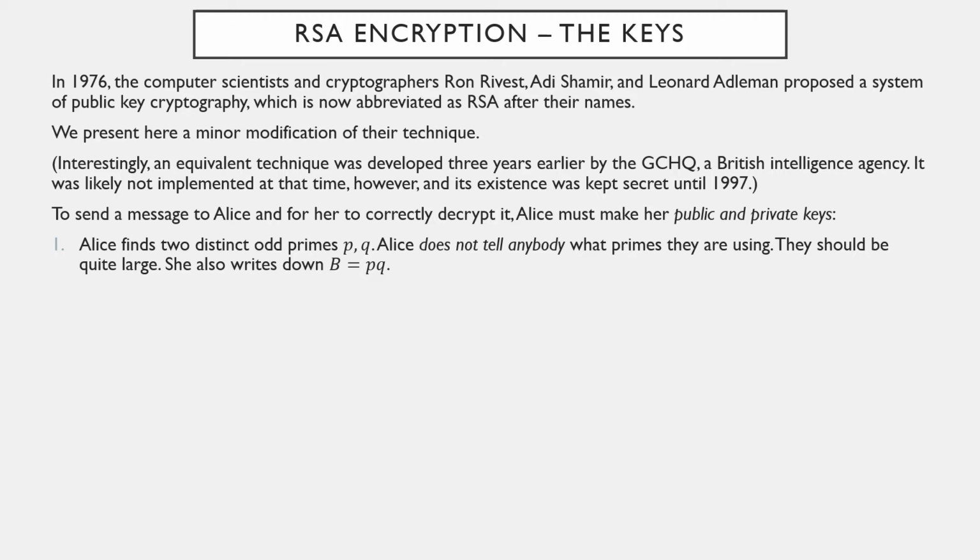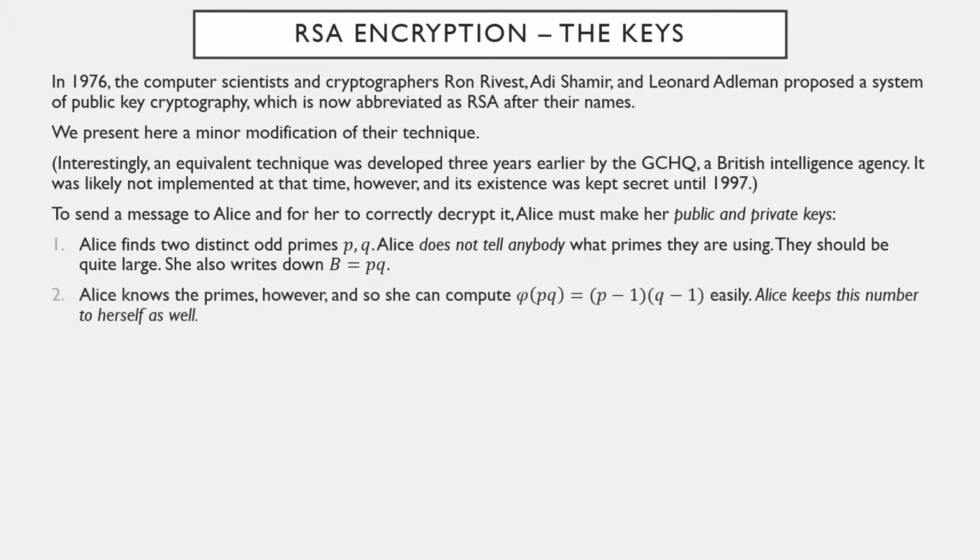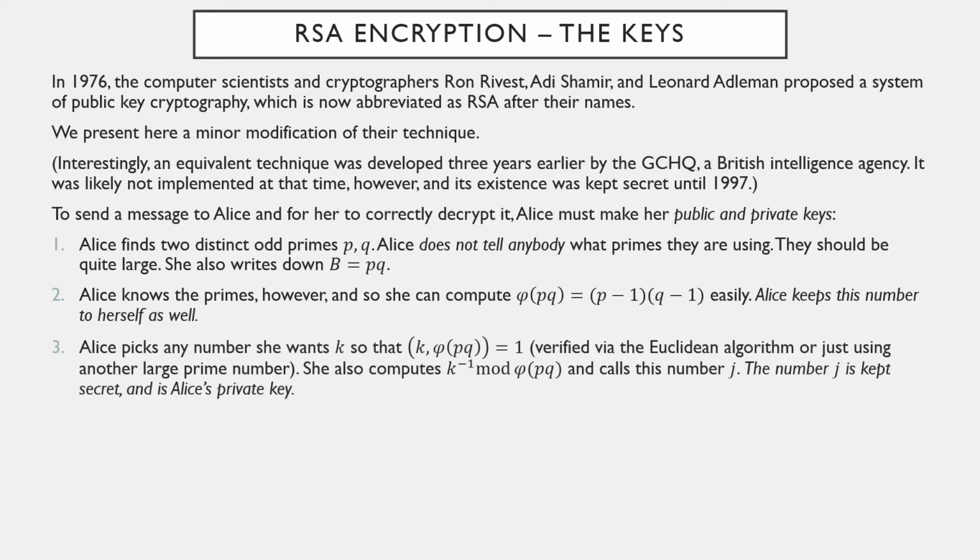But because she knows what p and q are, she can compute the product p times q. We're going to call this capital B. Next, since Alice knows the prime numbers, she can compute phi of B. PQ is just B, so she computes phi of PQ. These are two distinct odd primes, so it's phi of p times phi of q, and since they were primes, that's just p minus 1 times q minus 1. This number, phi of PQ, she also keeps secret.